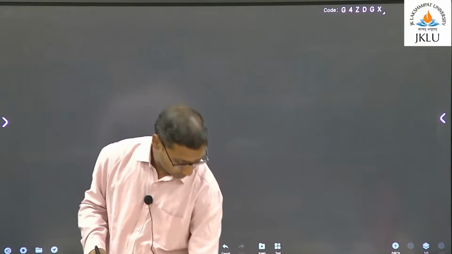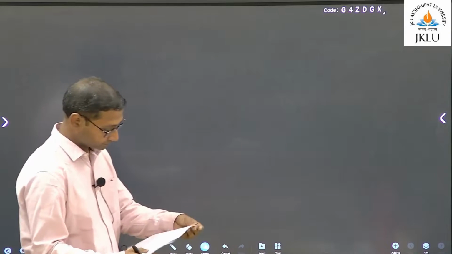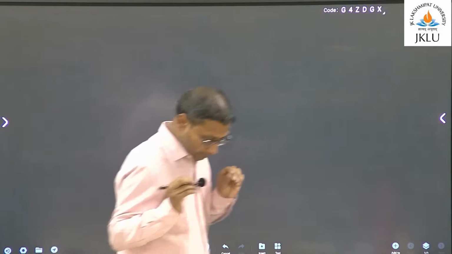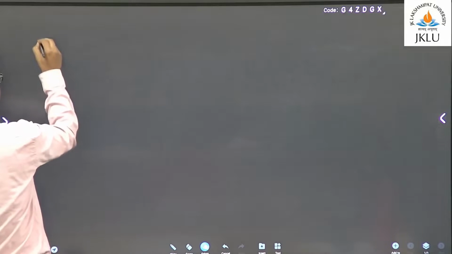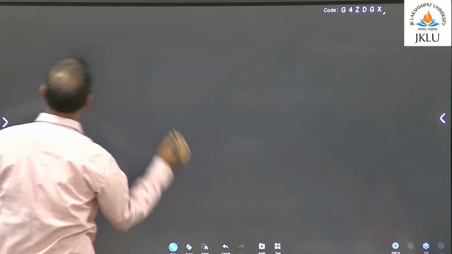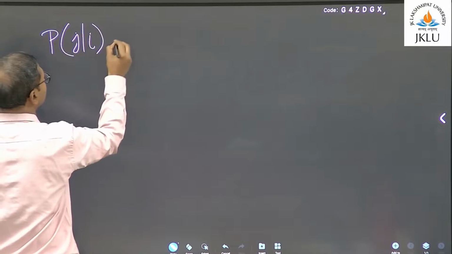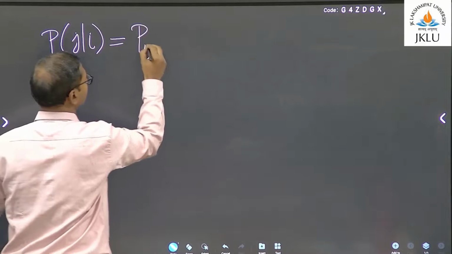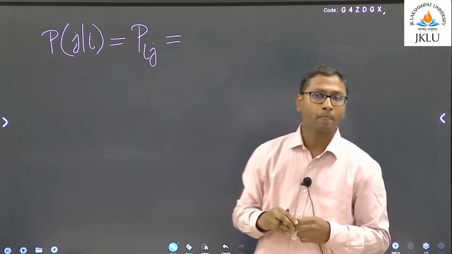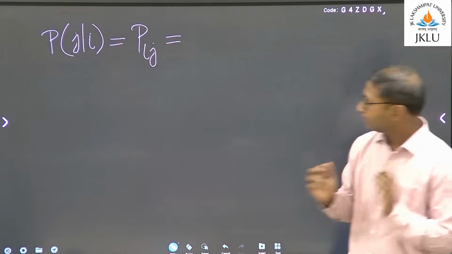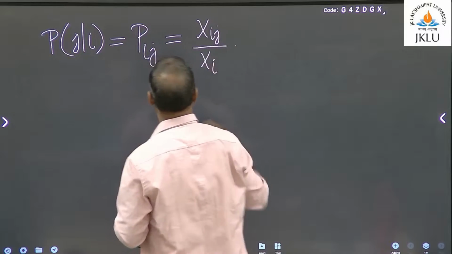So, section 3, the GloVe model. Now, what is P of j given I? We are writing that as Pij, and that is equal to Xij divided by Xi. Okay.